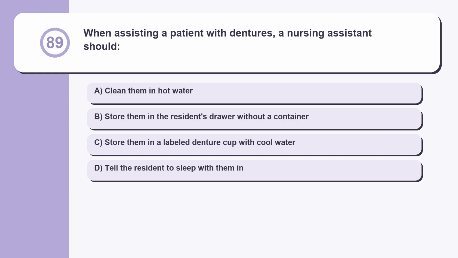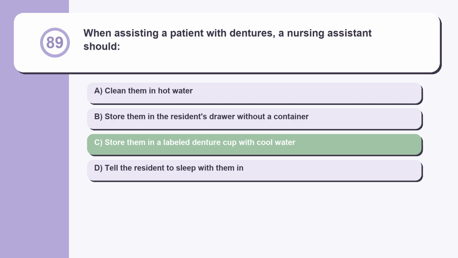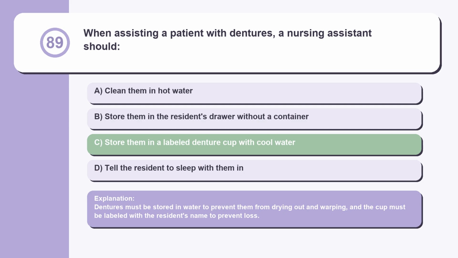Question 89. When assisting a patient with dentures, a nursing assistant should clean them in hot water, store them in the resident's drawer without a container, store them in a labeled denture cup with cool water, tell the resident to sleep with them in. Dentures must be stored in water to prevent them from drying out and warping, and the cup must be labeled with the resident's name to prevent loss.